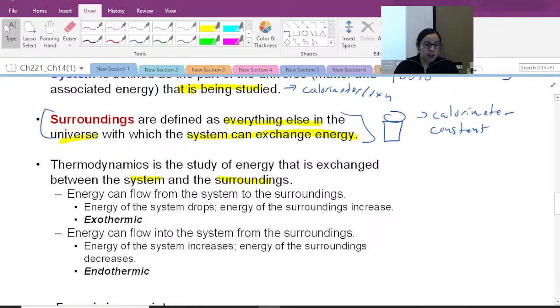We can have scenarios where energy flows from the system to the surroundings. Maybe you've experienced an exothermic reaction, and it gets hot. What exothermic reactions have we seen in lab, or maybe not even in lab, but that you're aware of? Hydrogen plus fire. Yeah, that's extremely exothermic. That's a good one.